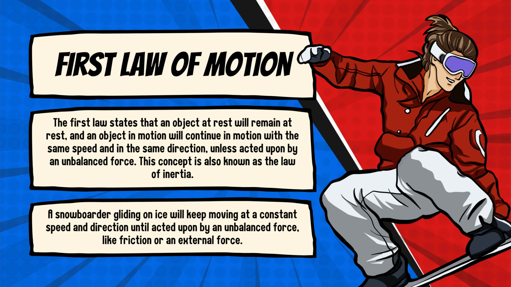First law of motion. The first law states that an object at rest will remain at rest, and an object in motion will continue in motion with the same speed and in the same direction, unless acted upon by an unbalanced force. This concept is also known as the law of inertia. For example, a snowboarder gliding on ice will keep moving at a constant speed and direction until acted upon by an unbalanced force, like friction or an external force.